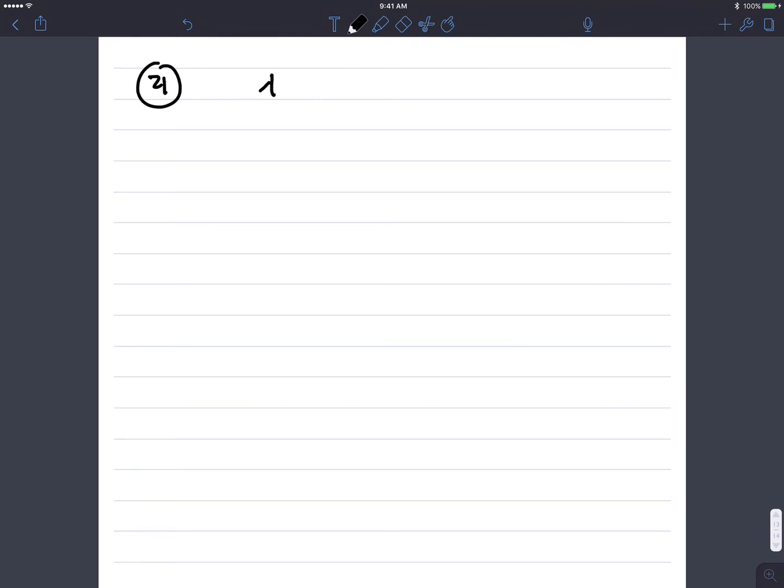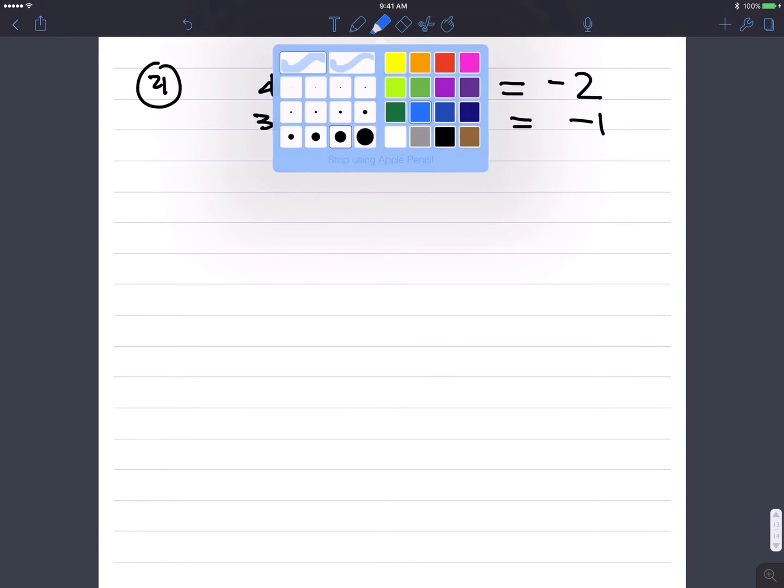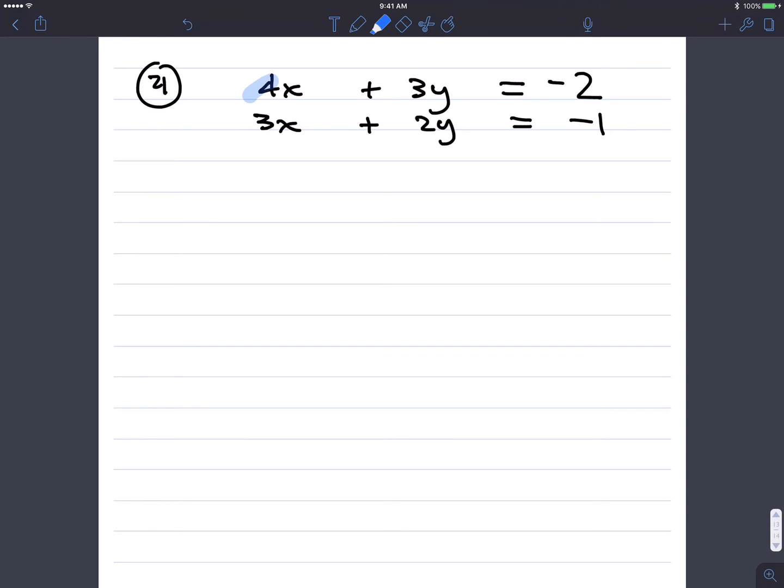21. 4x plus 3y is negative 2. 3x plus 2y is negative 1. Now, let's get rid of the x variable. And we're going to have the same approach here. Let's notice there's a 4 here, so multiply the second equation by the 4. And then there's a 3 here.